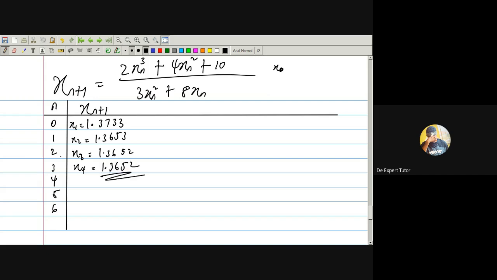Look at the rate of convergence, so fast. It will actually converge at what iteration? 3. Exactly. That's why that's my best method of iteration. If they ask me to just choose, I'll just choose Newton Raphson. It converges faster than any other one.